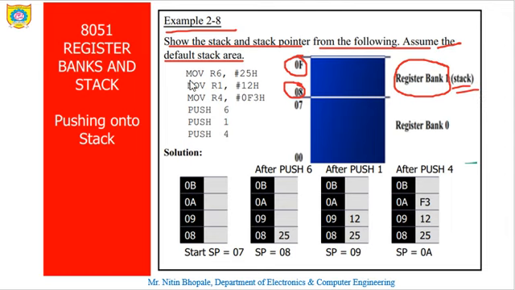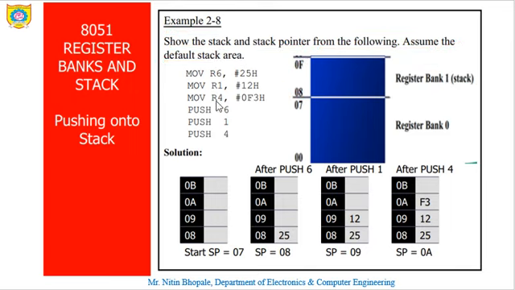Now let's understand. The very first statement is MOV R6, #25H. It means that 25H is the value which will be moved to R6. Once this is done, we will move 12H to R1 and afterwards 0F3H to R4. After doing all these operations, it will be easier to understand the default location of the stack pointer, which is like a pointer to the start location of the stack.